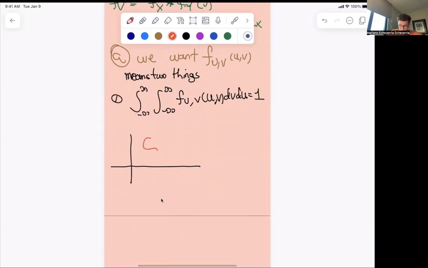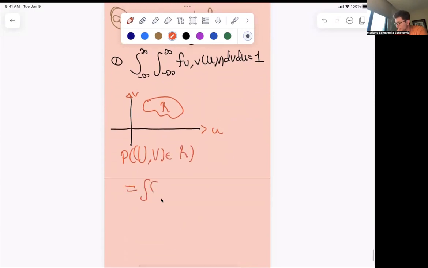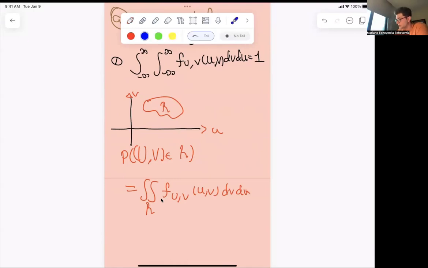If you remember, if you had a region on the XY plane, well, in this case it's a UV plane because the variables are U and V. So here's U and V. The property of the joint density function is that the probability that (U, V) is in this region is the double integral over this region of f of (u, v) dv du. It sounds a little weird, but it's just saying that the point of the joint density function is that it's what you use to compute probabilities. Okay.